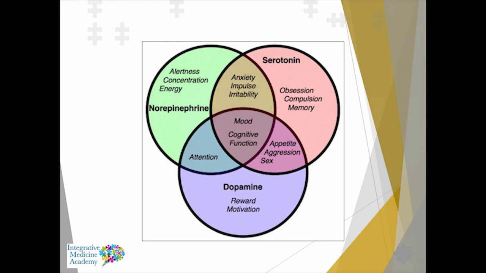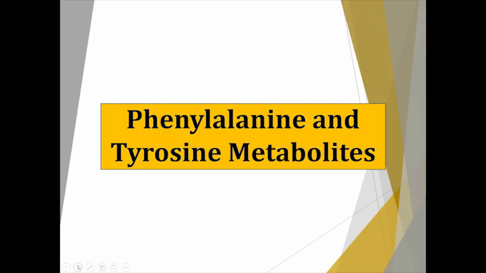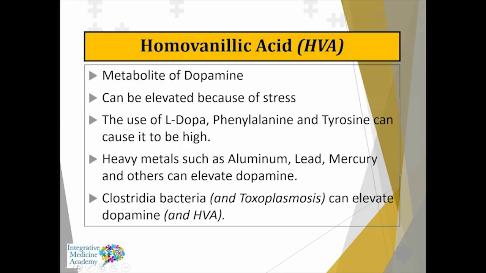But then there's a crossover, right? Mood can be regulated by norepinephrine as well as dopamine. Cognitive function can be regulated by dopamine, norepinephrine and serotonin. Attention is often regulated by dopamine and norepinephrine, and certainly imbalances in dopamine and norepinephrine could affect attention deficit problems. So there's a dance going on in the brain and nervous system with how these neurotransmitters function. Let's focus on the phenylalanine and tyrosine metabolites.